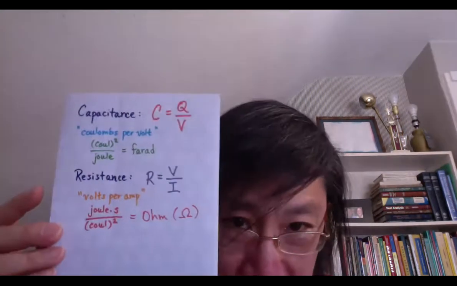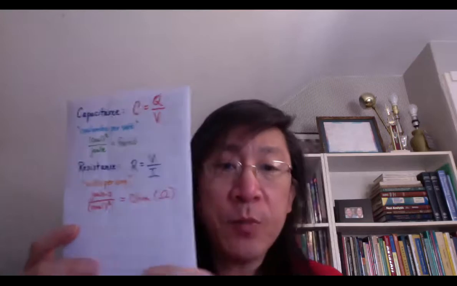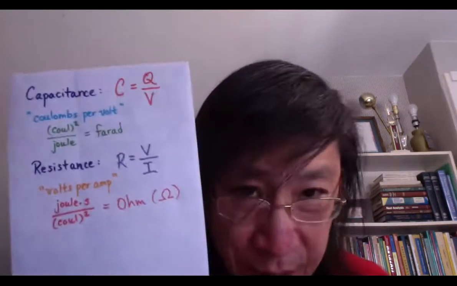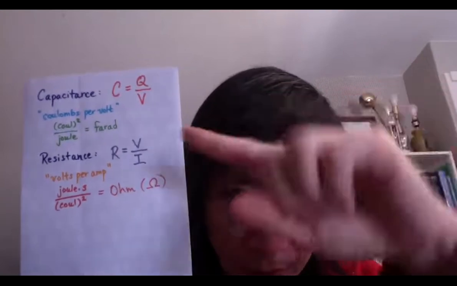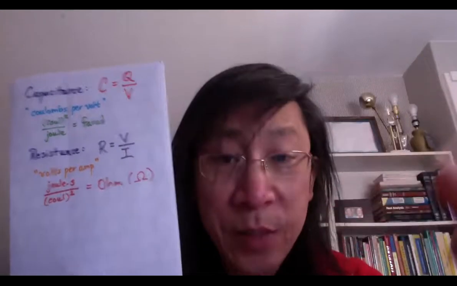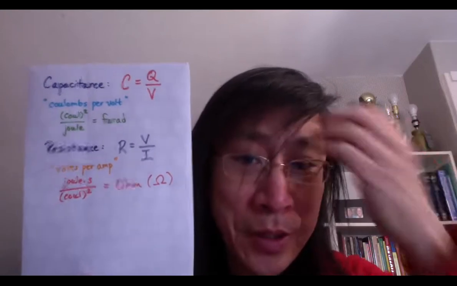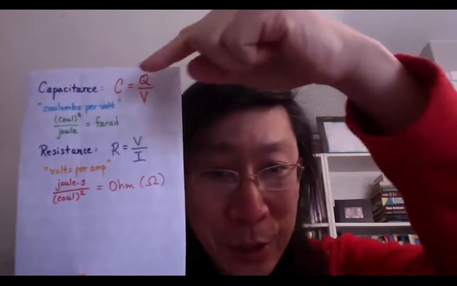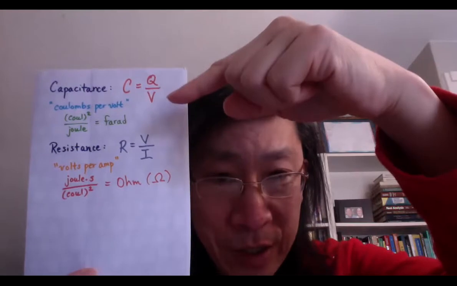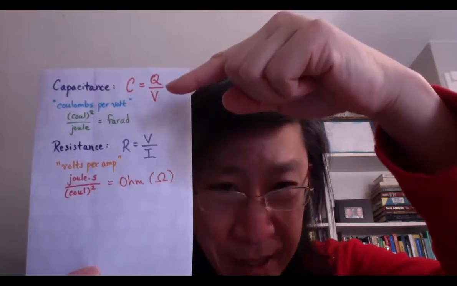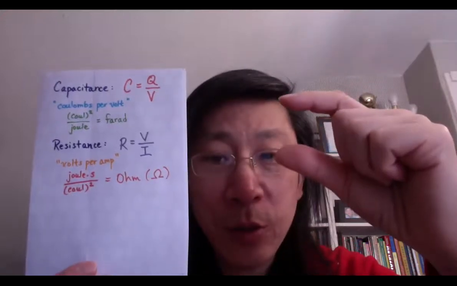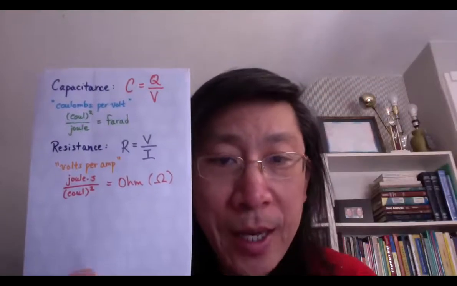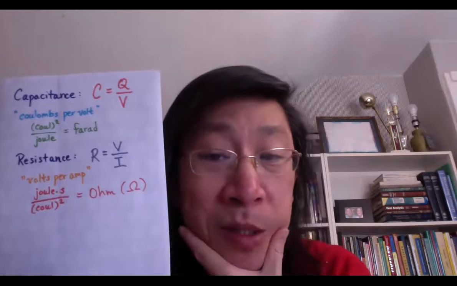I've just made this little back of the envelope-ish thing here to remind you of the difference between capacitance and resistance. The capacitance of a capacitor, capital C, again not to be confused with coulombs, which is actually the amount of charge, is Q, charge, divided by V, voltage. The amount of capacitance is the charge that's in it divided by the voltage, the electric potential difference across it.